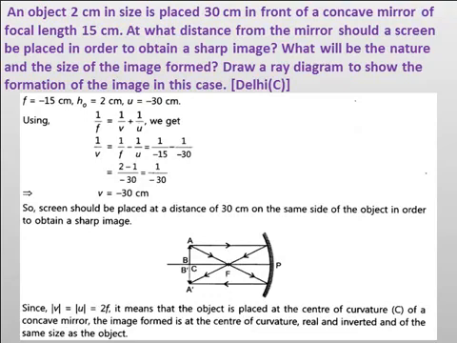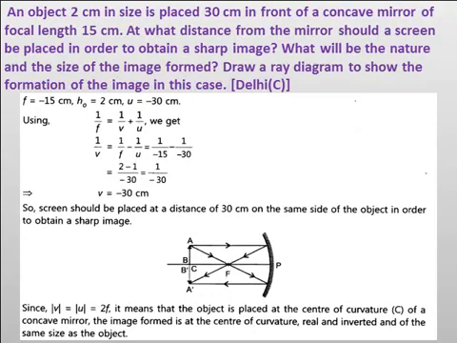Now, look at the numbers which are given here. 2 centimeter in size, that means the height of the object is equal to 2 centimeter. So it is plus 2 centimeter. And where is it placed? 30 centimeter. So the object distance u is equal to minus 30 centimeter when you take the sign. What is the focal length? Focal length is 15 centimeter. It is a concave mirror. So f is equal to 15 centimeter.